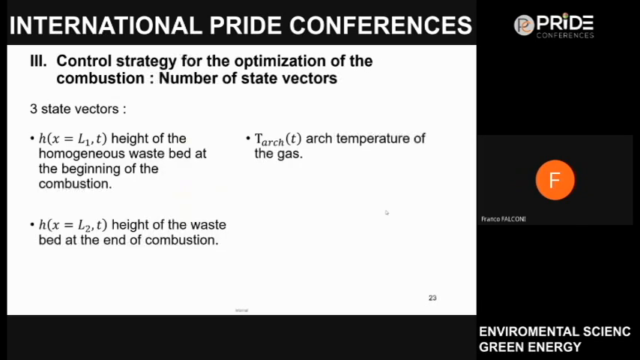In order to do the control strategy, we have three state vectors for the modeling. We have the height of the homogeneous waste bed, the height of the bed at the end of the combustion, and the temperature of the gases in the arch.